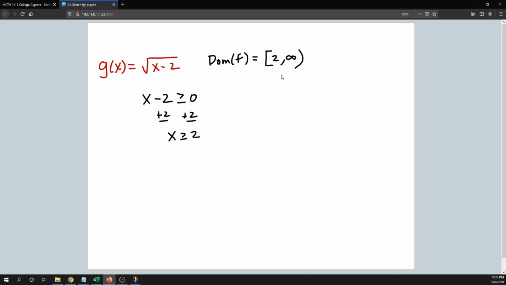And you can see, if I take any number that's 2 or bigger and plug it in here, I'll have a bigger number minus a smaller number that will give me a positive. As soon as I take a number that's not in here, like 1, I'm going to get a negative number underneath. So when you solve that inequality, it's telling you, hey, use these numbers. This is the domain.